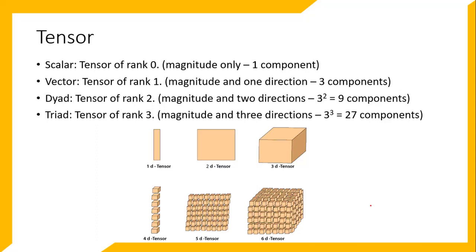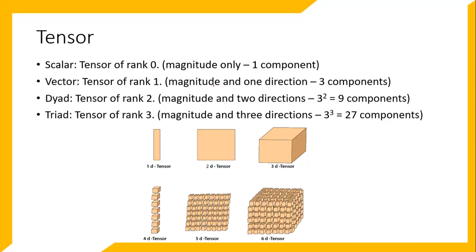There are different types of tensors. We know about scalars. Scalars are tensors of rank 0. We also know about vectors. Vectors are tensors of rank 1. Scalars need only one component to specify that body completely, that is, magnitude only. Just a number can specify a scalar completely.